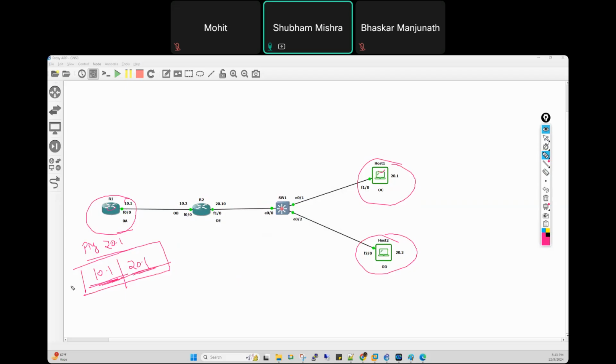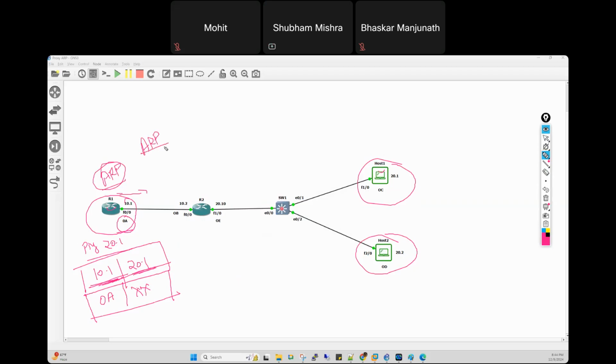Now tell me guys, yes or no, right? So at layer number 2, what will be the source MAC address? 0A, yes or no? What will be the destination MAC? 0C. Don't know? This is the router; the 20.1 MAC address is needed. So in this case, it will hand over this process to ARP. These things we already discussed, guys. So what will router 1 do? Router 1 will generate the ARP packet.